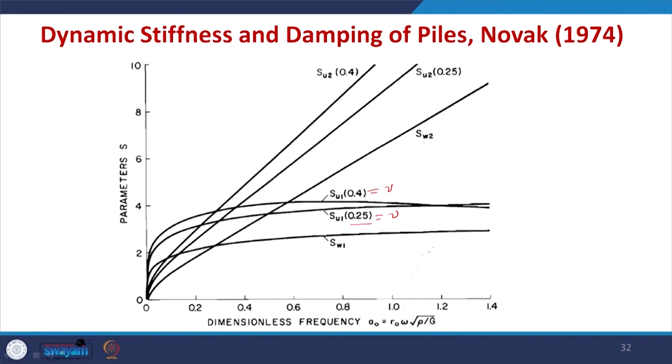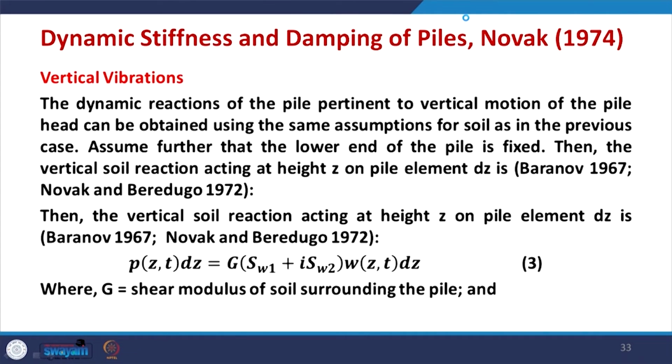You could see that the value of SU1 initially increases with the frequency, then almost becomes constant, while the value of SU2, which denotes the imaginary part, for both Poisson's ratios continuously increases with frequency. The next is for vertical vibration. This was for horizontal vibration.